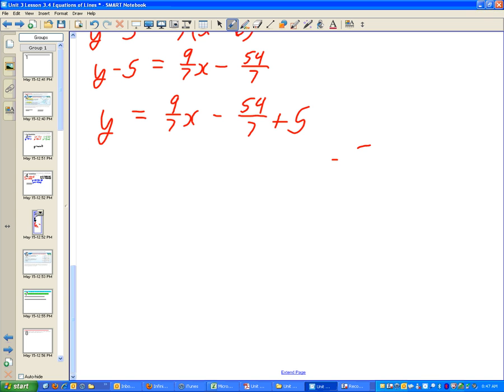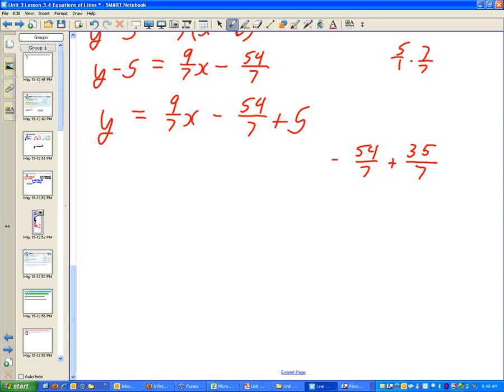So I've got a negative 54/7 plus, and then I need to write that 5 with a denominator of 7. How do I turn a 5 into something over 7? Multiply by 7/7, don't I? Multiply 5/1 times 7/7. Because 7/7 is 1, multiplying by 1 does not change the value of the number. So when I multiply the 5 times 7/7, what do I get? I get 35/7. That's what I get.